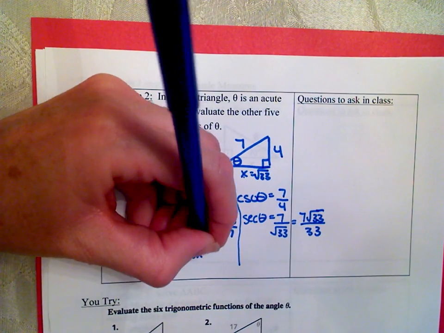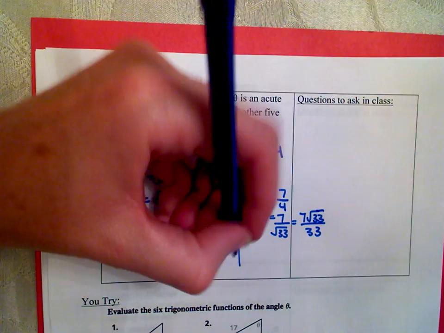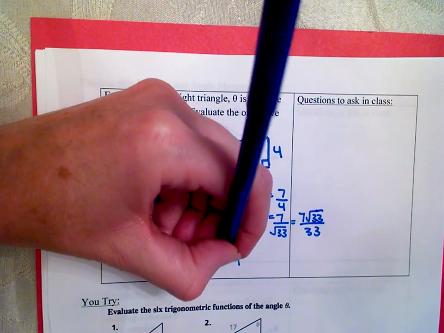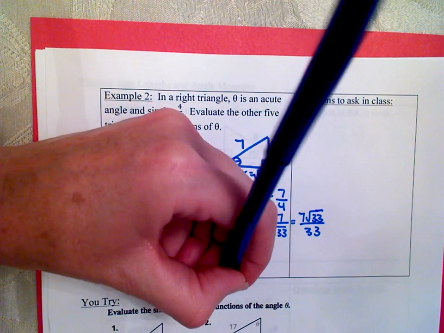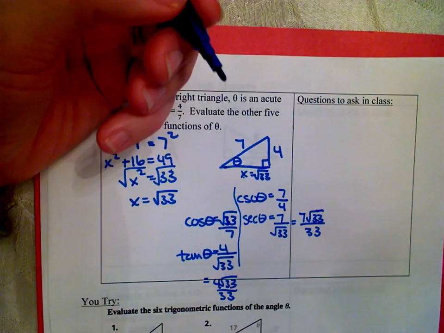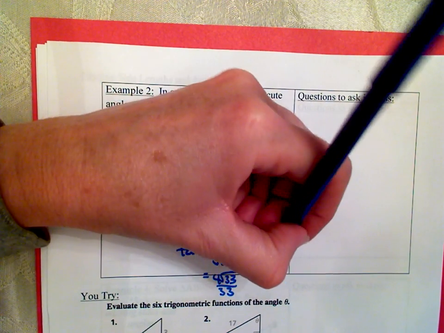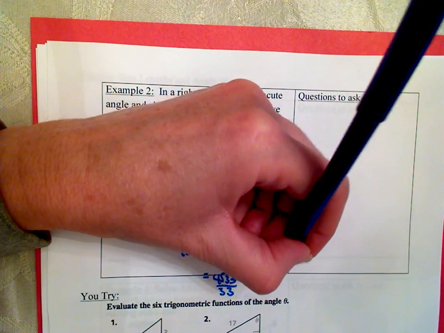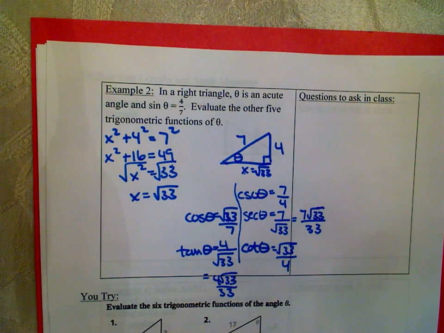Tangent is the opposite leg over the adjacent leg, 4 over square root of 33, which will be 4 square root of 33 over 33 when you simplify it. Cotangent will be the reciprocal of this, which is the square root of 33 over 4. But now you have the other 5 trig functions. All you need to find any of the 6 trig functions are the 3 sides of a right triangle, and then you can always figure them out based on their angle.